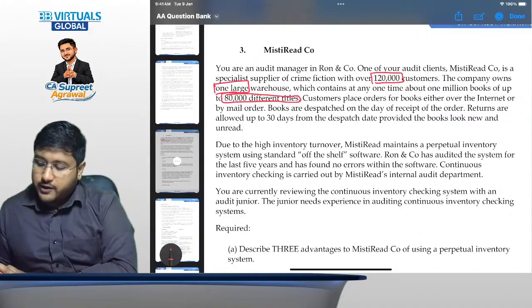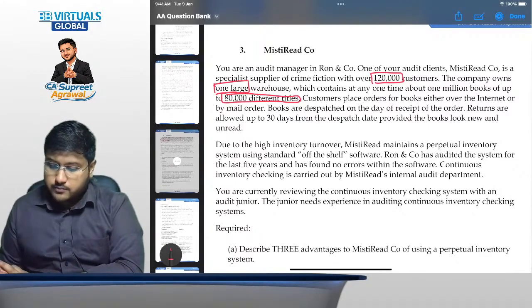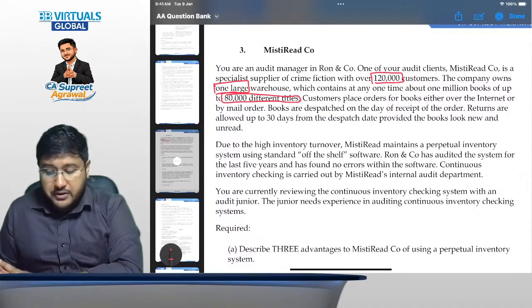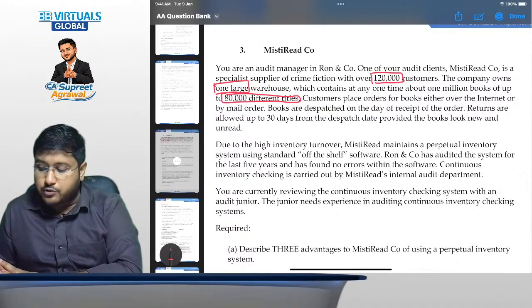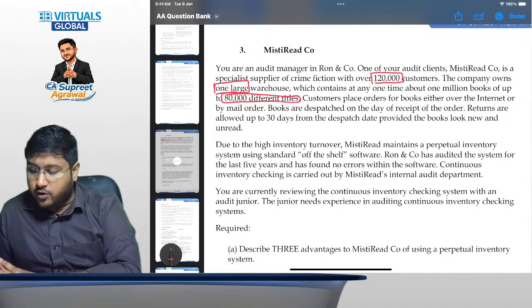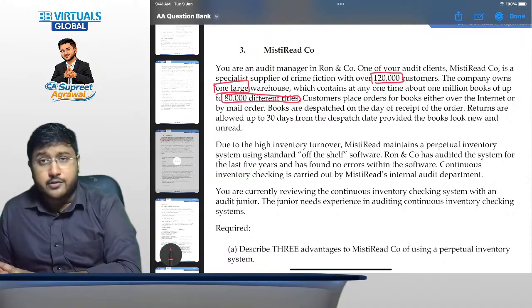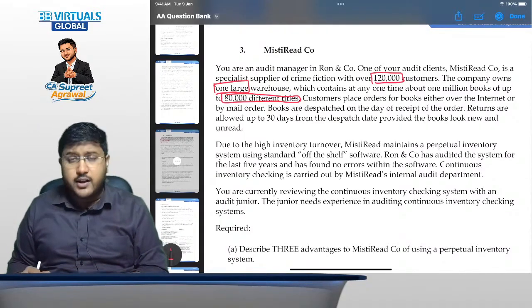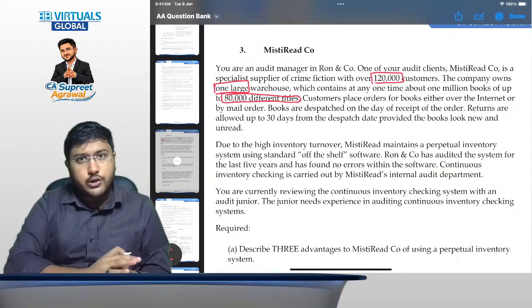Customers place orders for books either over the internet or by mail order. Books are dispatched on the day of receipt of the order. Returns are allowed up to 30 days from the dispatch date, provided the books look new and unread. So after delivery, a 30-day return policy is there, but there's a condition that the book should look new and unread.